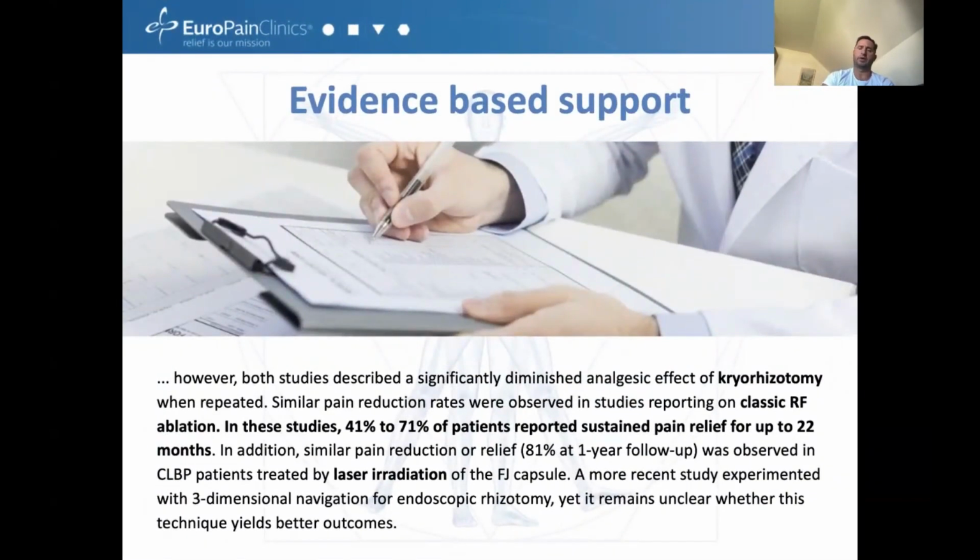Evidence-based support is a very complicated thing, and I don't want to talk too much about it because there is definitely lack of evidence for this type of procedure. We can compare with cryo-rhizotomy. We're doing our own studies comparing cryo and conventional RF and this endoscopic denervation or endoscopic capsulotomy. We have our initial data showing first results after 6 months, and I would like to say it looks like it's in favor of endoscopic procedure, but it's too early to say anything.